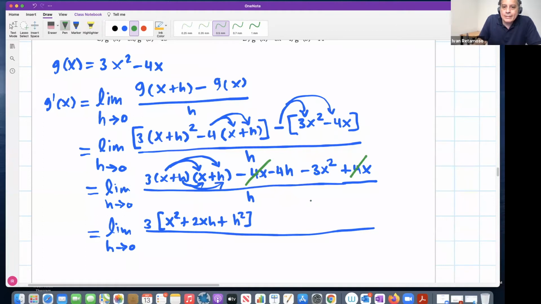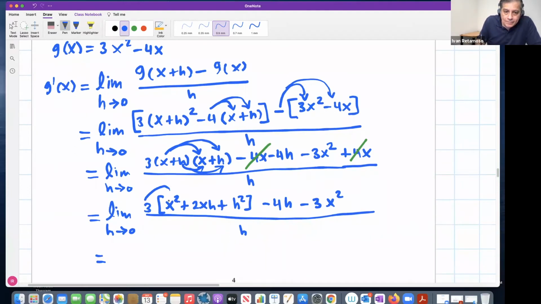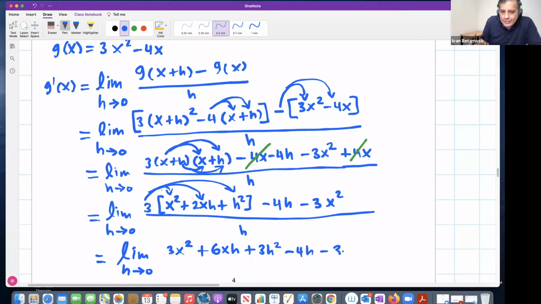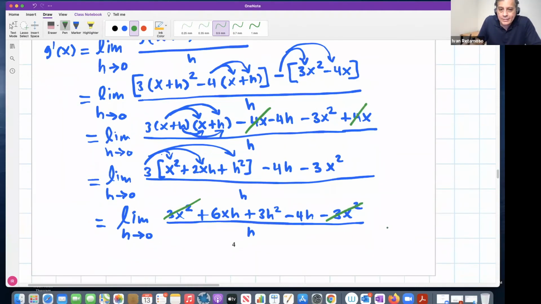Simplification will come along. Here, 4x minus 4x, 0. But here, this one stays: minus 4h minus 3x squared, all over h. Very good. So now distribute the multiplication by 3. Limit as h approaches 0 of 3 times x squared plus 3 times 2xh, 6xh, plus 3h squared minus 4h minus 3x squared. Another simplification, look. 3x squared minus 3x squared, 0. What are we left with?